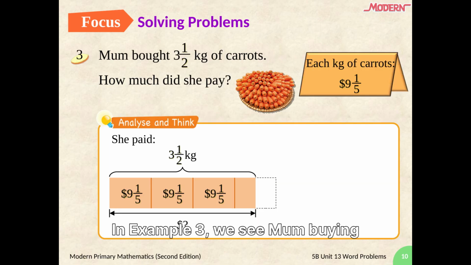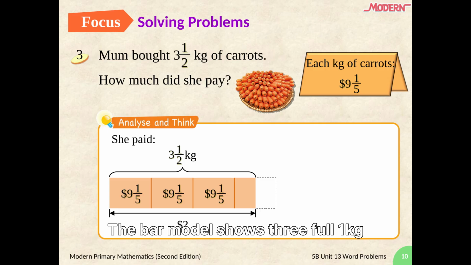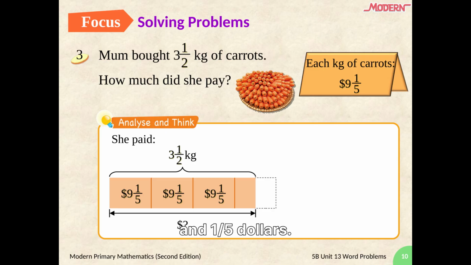In example 3, we see Mom buying 3 1/2 kilos of carrots at $9 and 1/5 per kilo. This is a real-world scenario where visualization is your best friend. The bar model shows 3 full 1 kilo blocks plus a half block. Each of those full blocks costs $9 and 1/5.